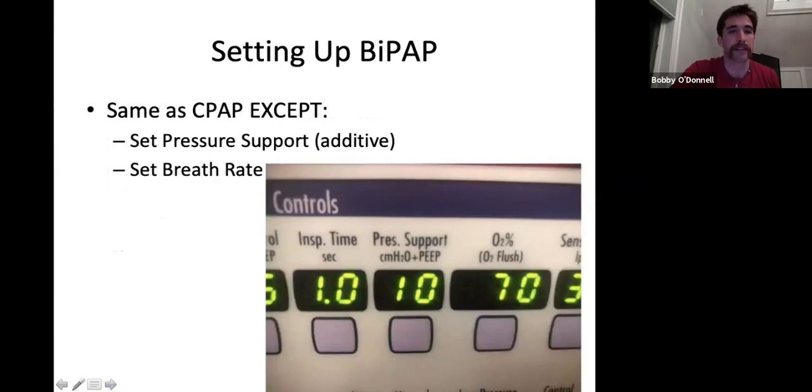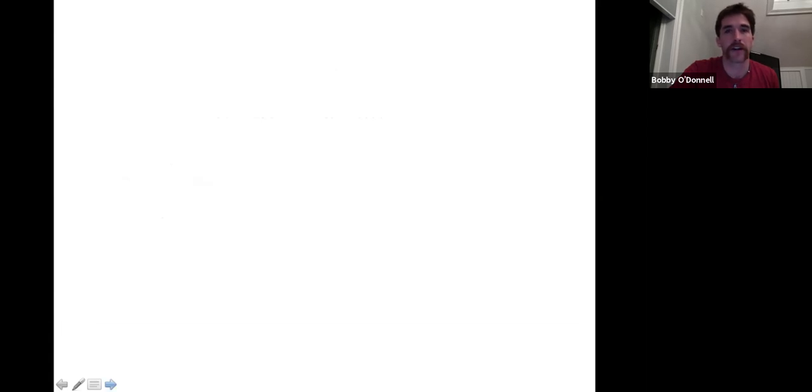So setting up the BiPAP, same thing, except you're setting that pressure support to get your IPAP, and you're going to set a backup breath rate at whatever is appropriate for the patient.